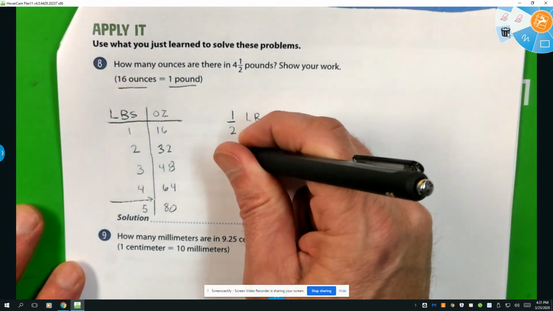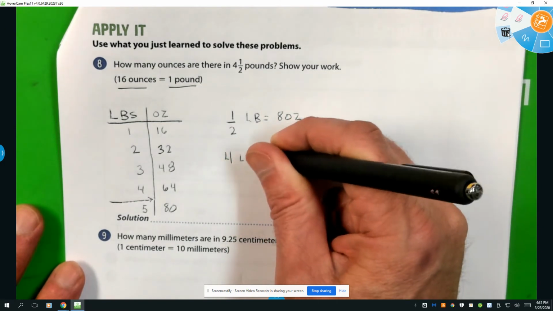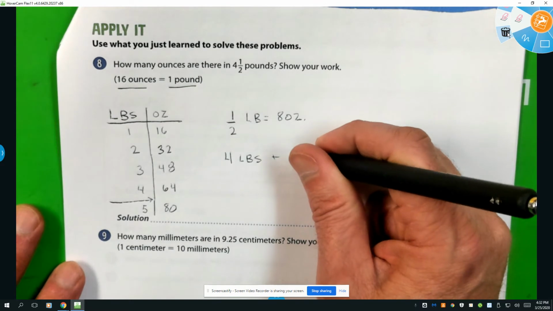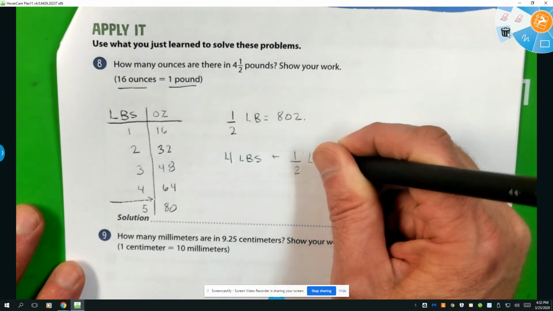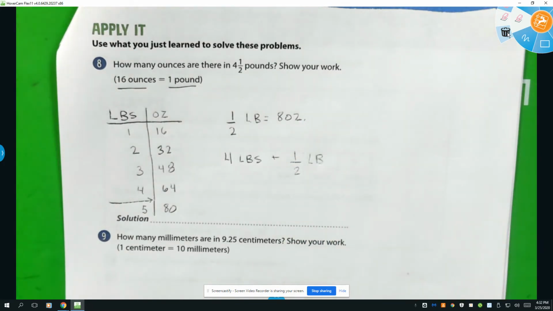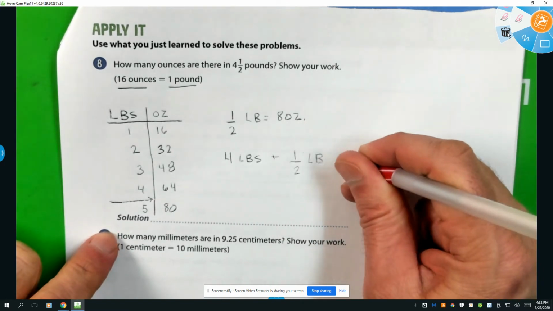So I know that I have 4 pounds plus 1/2 pound. My pen is dying, guys. Let me switch it out really quick. So all we do is this. Oh, it's in red too, of all things.